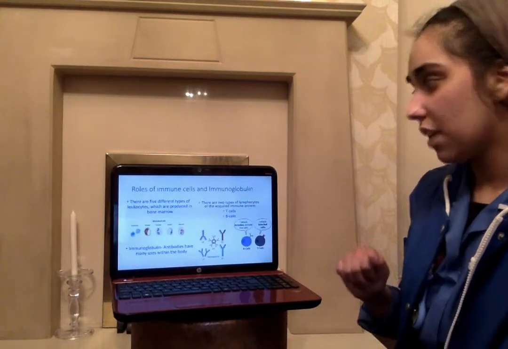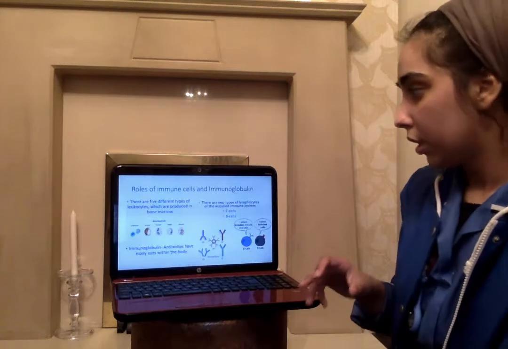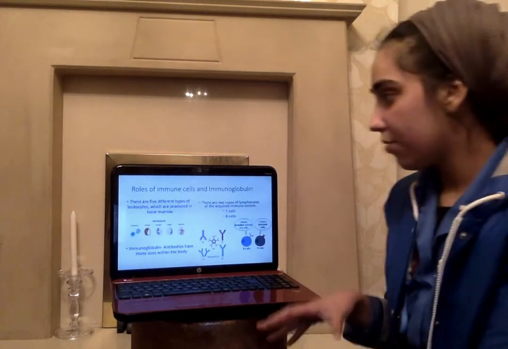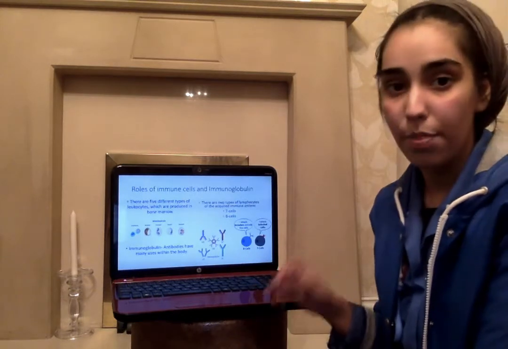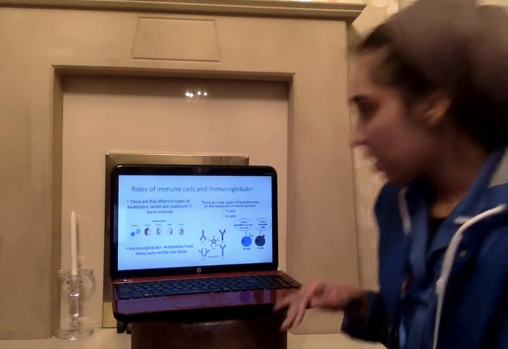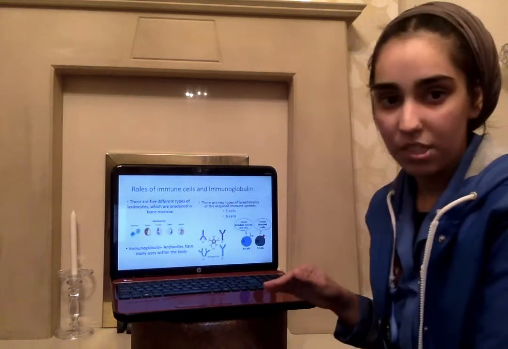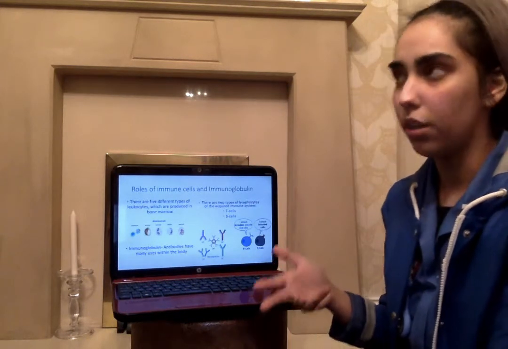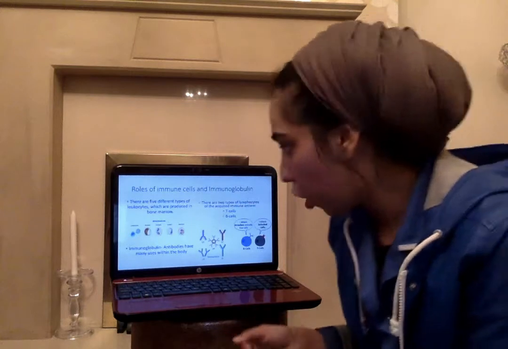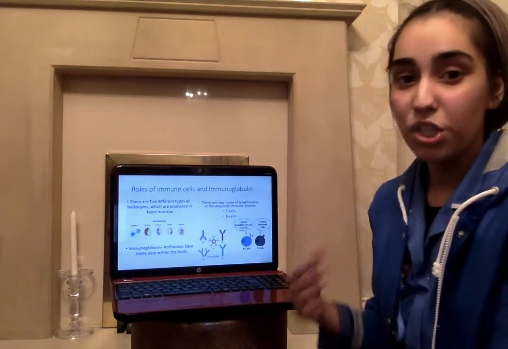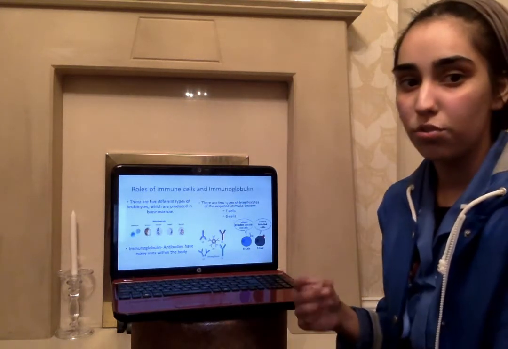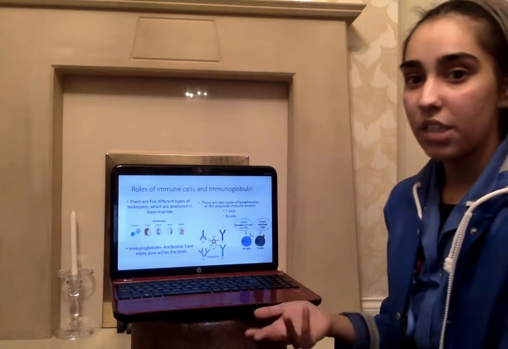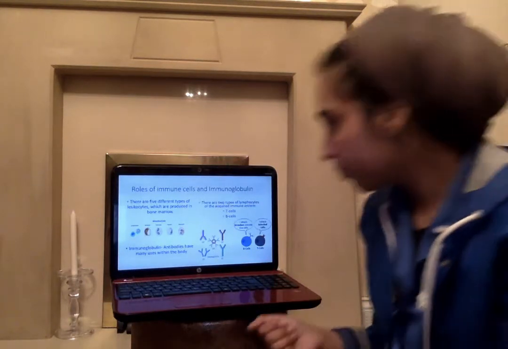Roles of the immune cells and immunoglobulin. There are 5 different types of leukocytes, which are produced in the bone marrow. Firstly, there are lymphocytes, which play a major role in the humoral immune system. Then we go on to the monocytes, which turn into macrophages when leaving the bloodstream, so they do the job of cell eating of any type of dead cell in the body.